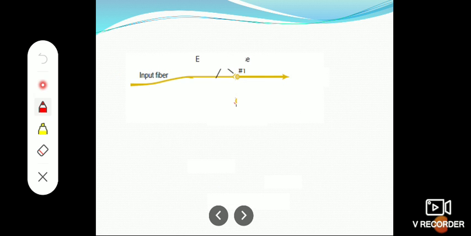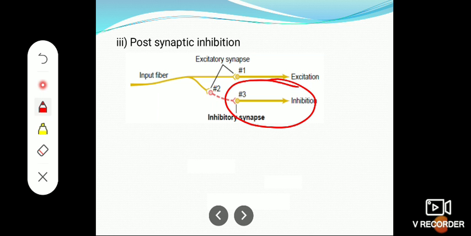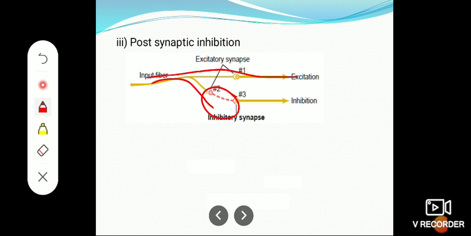Now one more type of inhibition, again across the excitation. So it is stimulating this inhibitory transmitter, but it is inhibiting something else. So this is called postsynaptic inhibition. Here this neuron is exciting this, and this neuron is exciting this, which will lead to inhibition at the same place. So this is again a different type of postsynaptic inhibition.